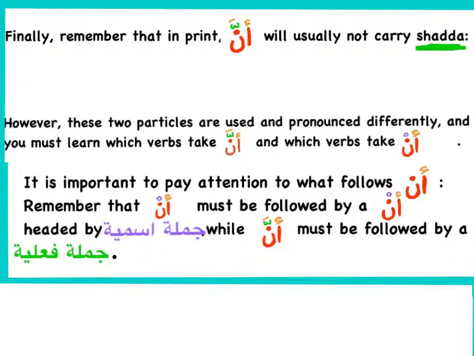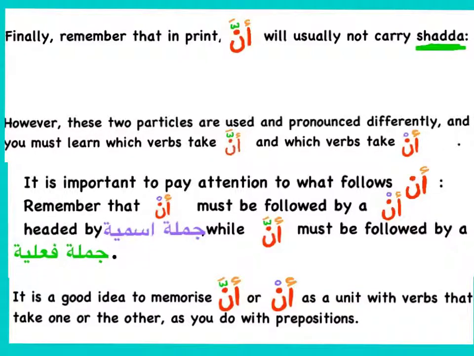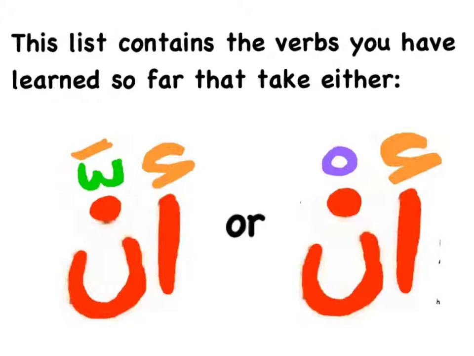So as I said, it's important that if you have no vowels on the alif noon particle أن or أنّ, to pay attention to whatever comes afterward. If it's جملة اسمية, then you use أنّ. If it's جملة فعلية, use أن. So it's a good idea to memorize أن or أنّ as a unit with verbs that take one or the other, as you would do with prepositions. The following list contains verbs you have learned so far that take either أن or أنّ.